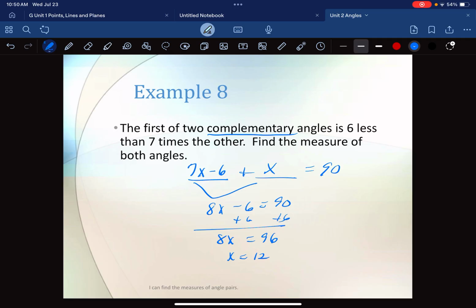It says 12. Well, that's one of my angles then. 12, and 90 minus 12 is 78. So that's my angle pair.